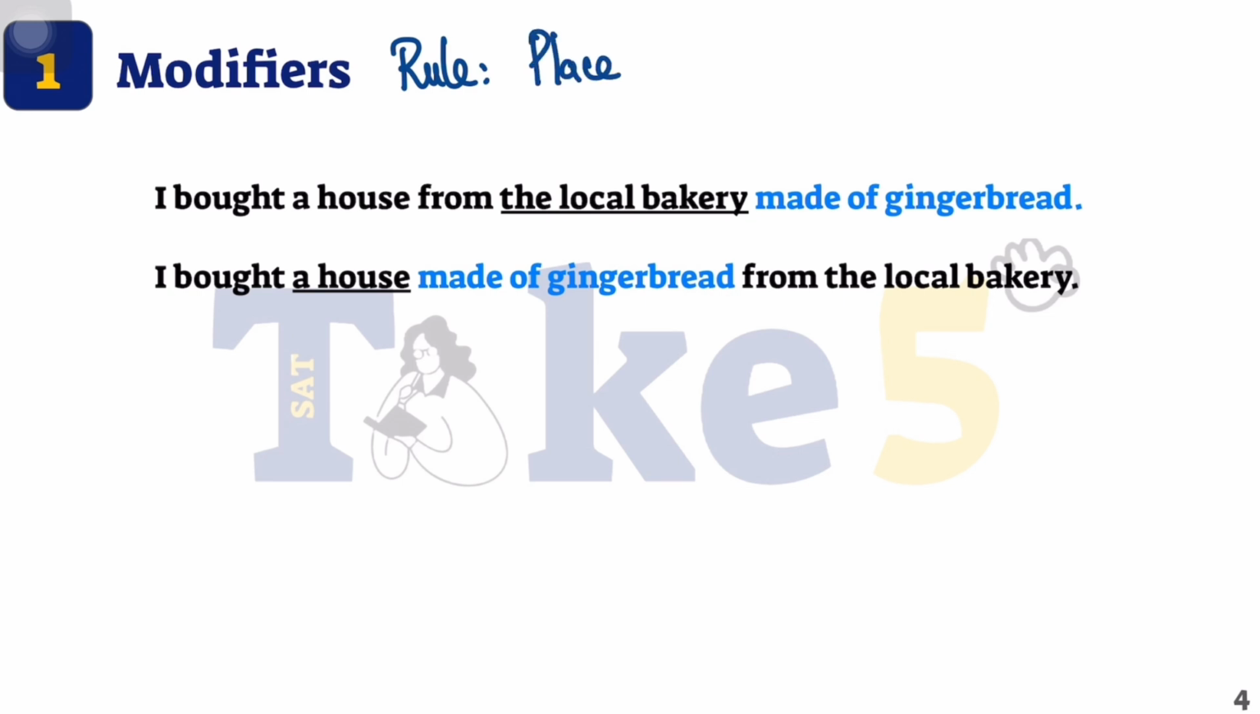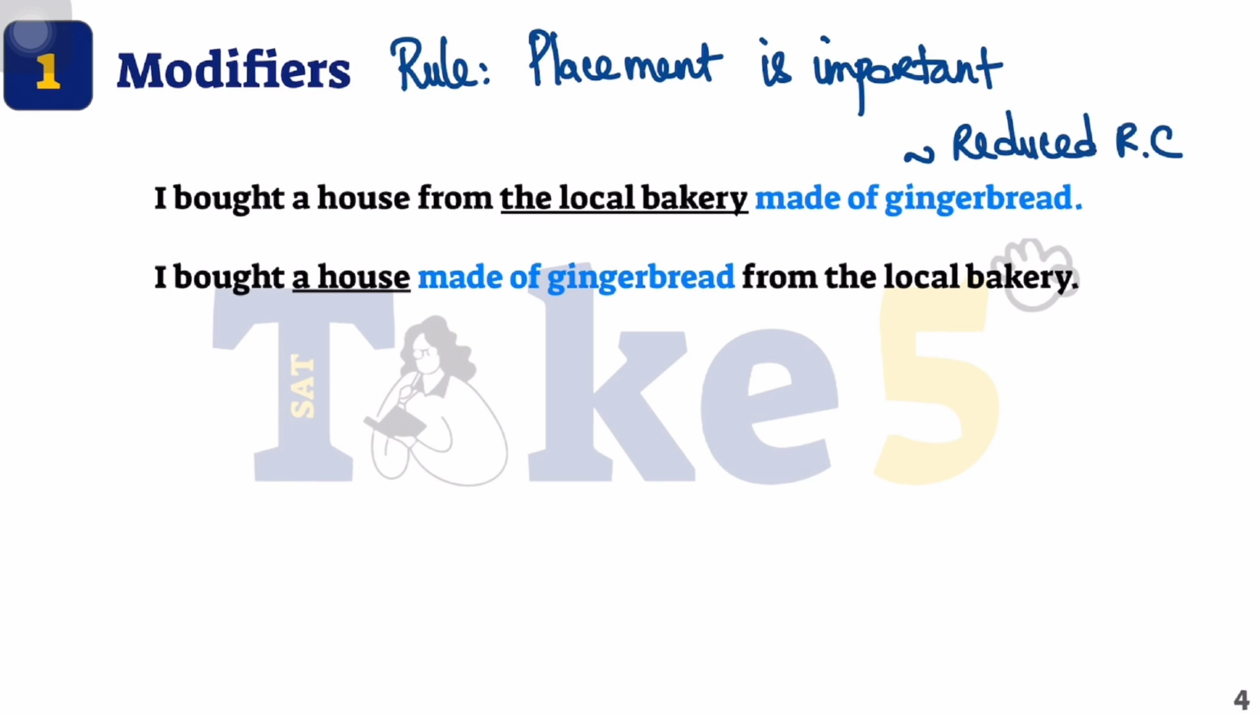Placement of modifiers will show you what they are adding information to. In this example, notice that the modifier is just like a reduced relative clause, made of gingerbread. But if it is placed right after the local bakery, like the first sentence, it means that this is a modifier or added relative clause for this local bakery. While in the second sentence, it will be the modifier for a house.